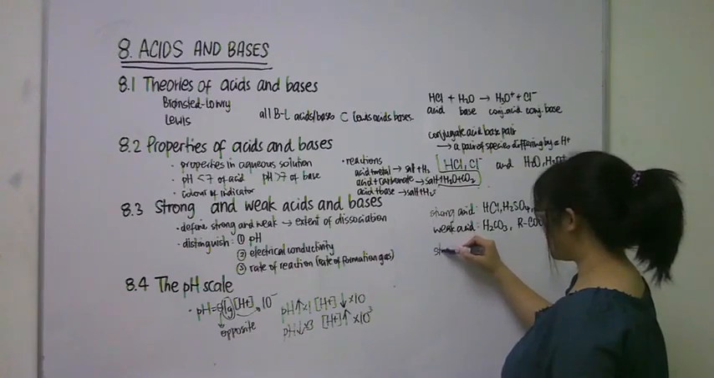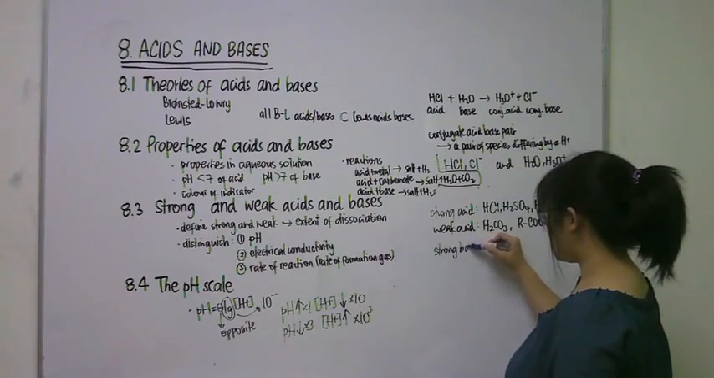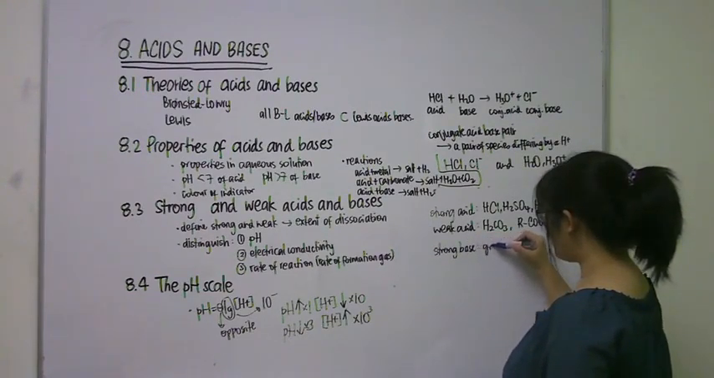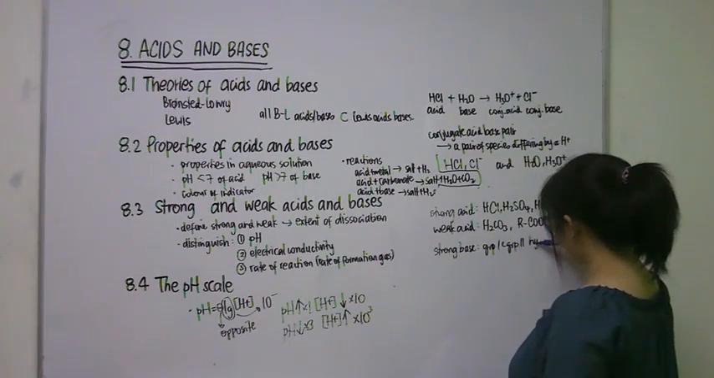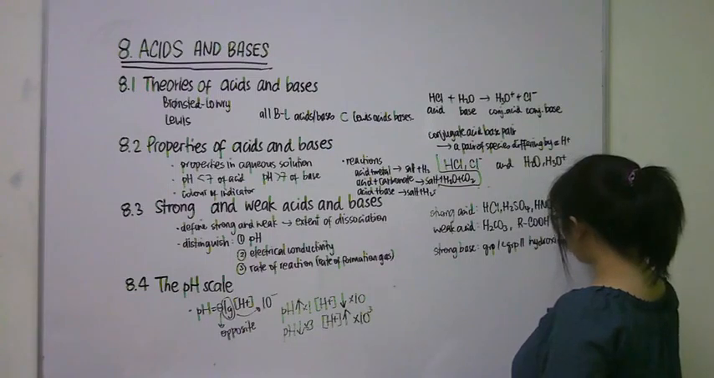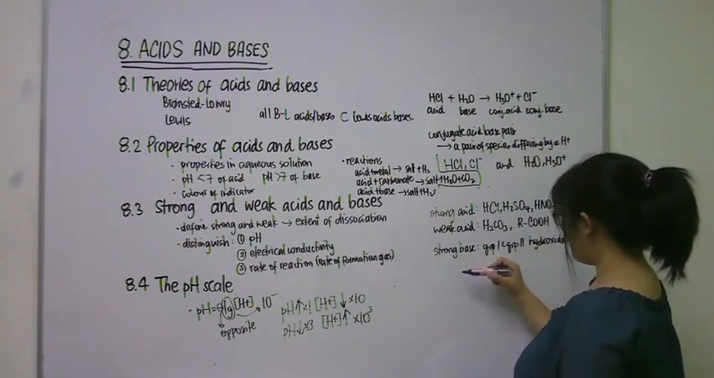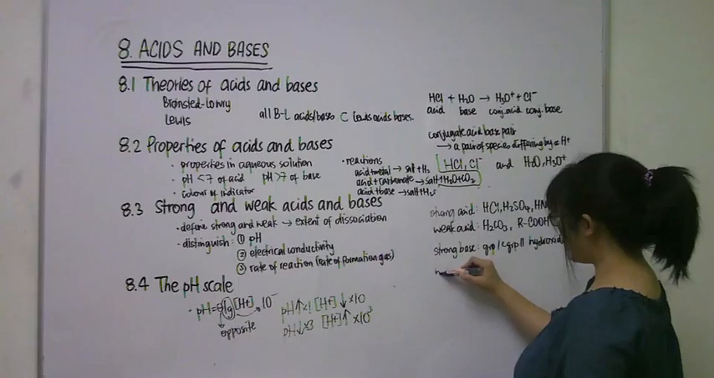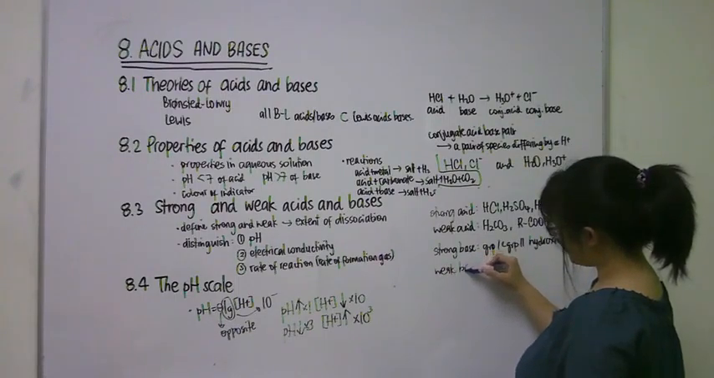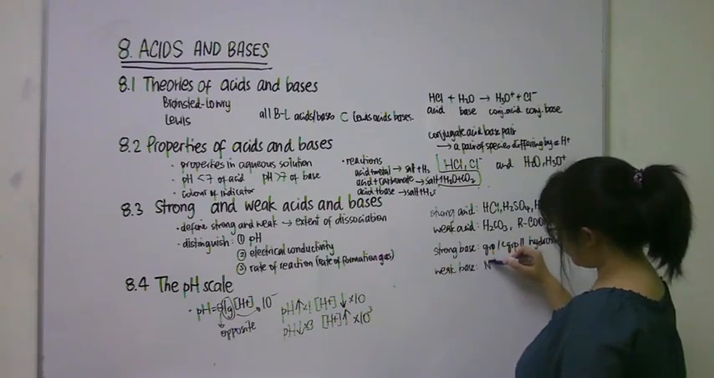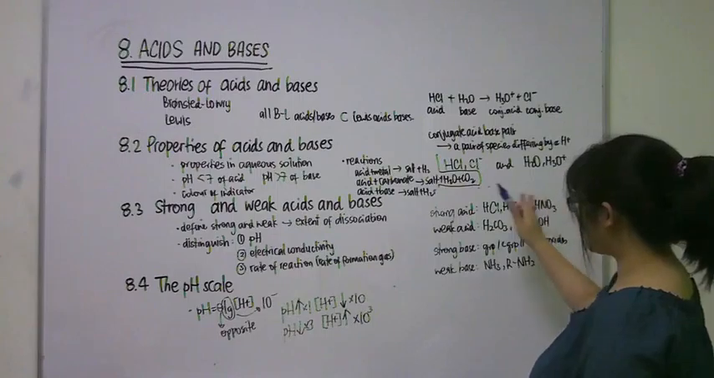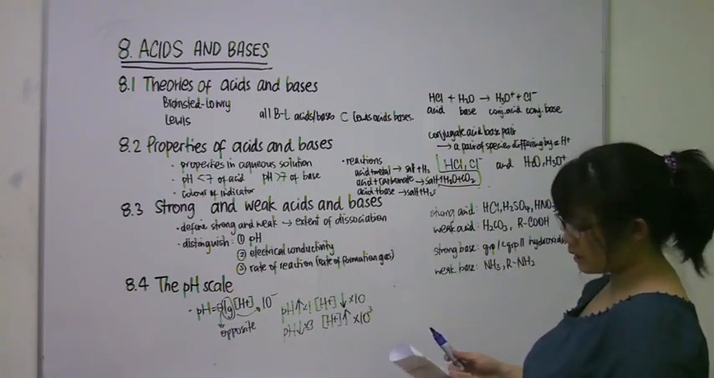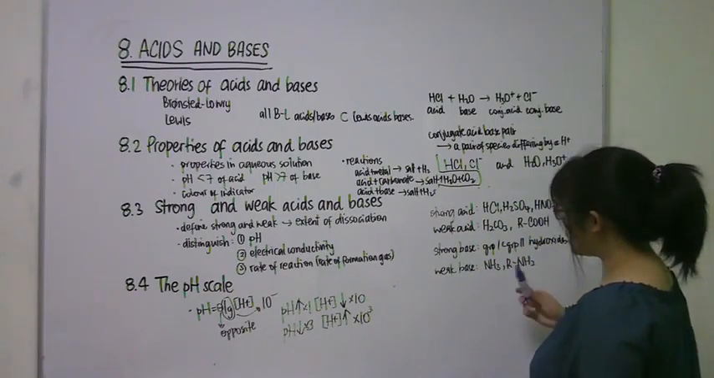And then for strong bases, it will be group 1 and group 2 hydroxides. And for weak bases, it is ammonia and anything with an amine group. So basically they need to know this and they need to be able to write the equation.